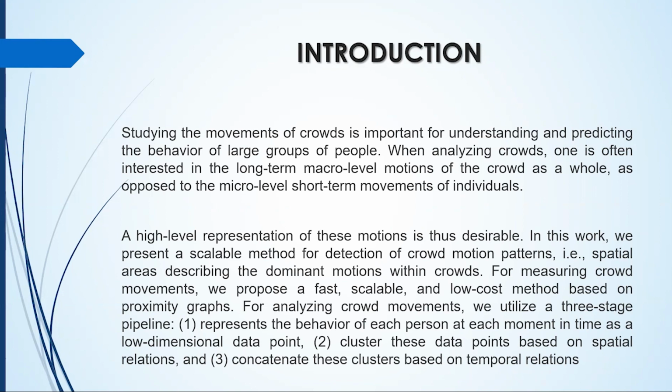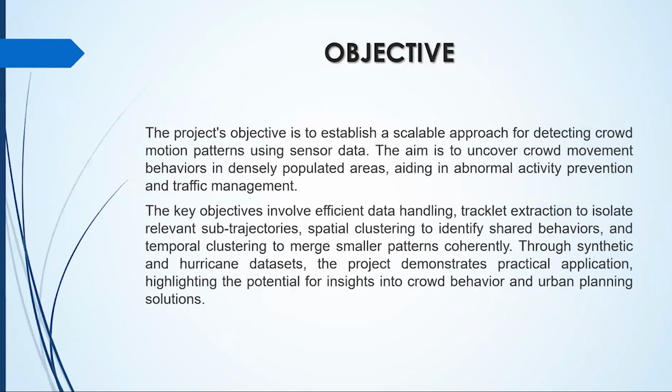Here we use a three-stage pipeline to analyze crowd movements. The first one is to depict each person's behavior at each point in time as a low-dimensional data point. Next is to cluster these data points based on spatial relations. Third is to concatenate these clusters based on temporal relations.